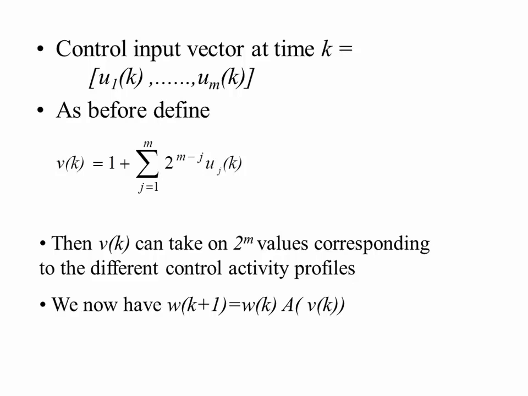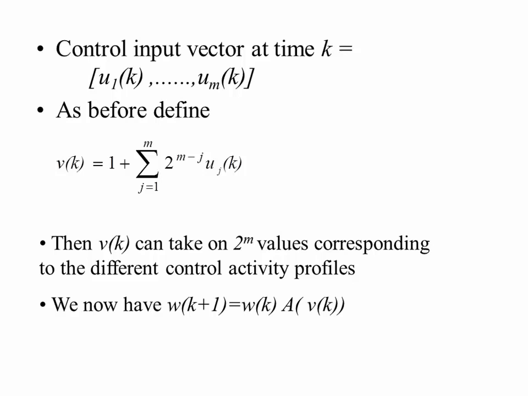So anyway, assuming that the value of the control input can be changed and you have m inputs, and each input can either be applied or not applied, you're going to have a vector of size m that describes the activity status of the different controls. And as before, this is also going to be a binary string. You could replace it by a decimal equivalent, just to make things compact.